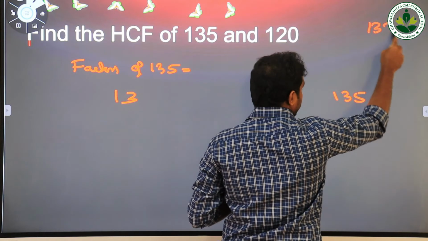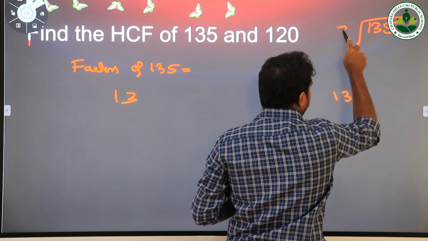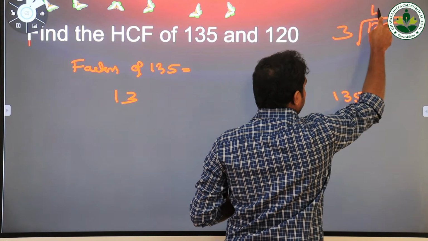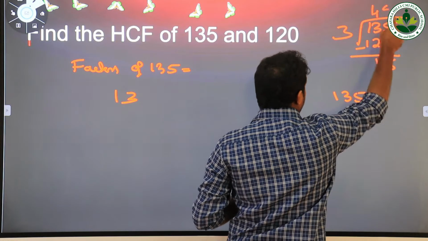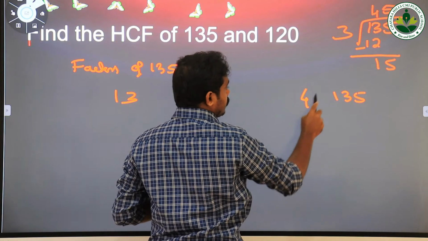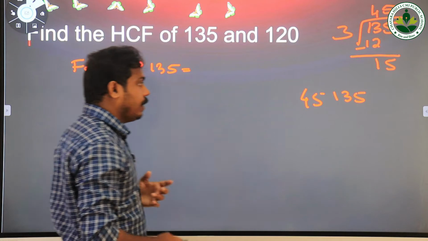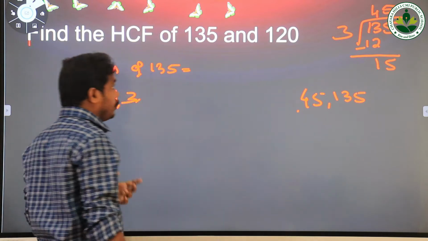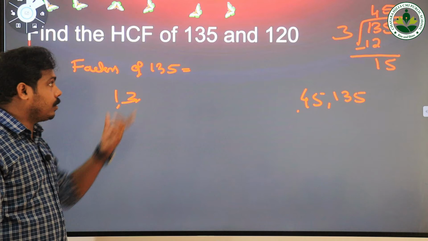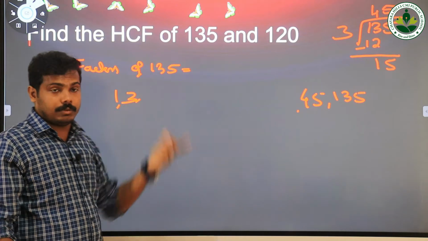We need to divide 135 by 3. 3 into 4 is 12. When we subtract, we get 15, 45. So 3 and 45 are the factors. Then we need to check if it is possible for 4. No, because the last two digits are 35.